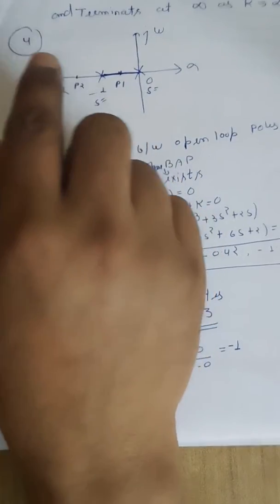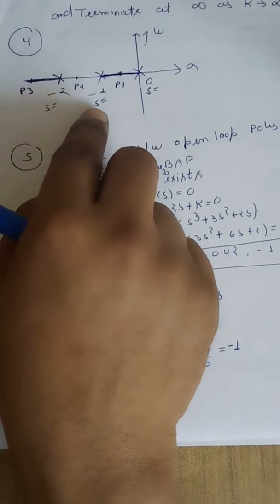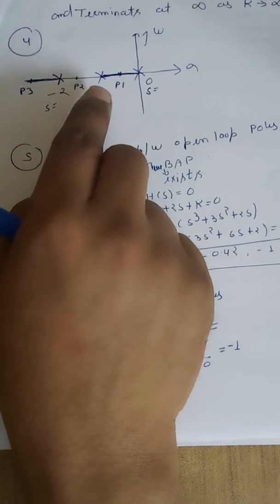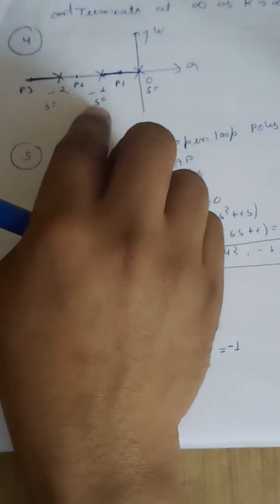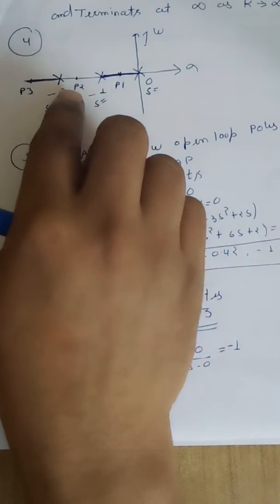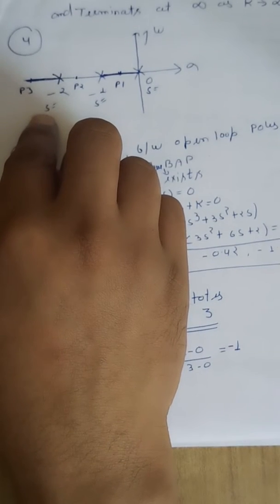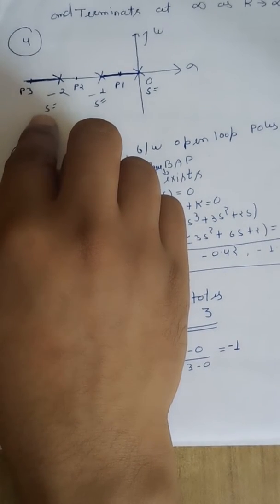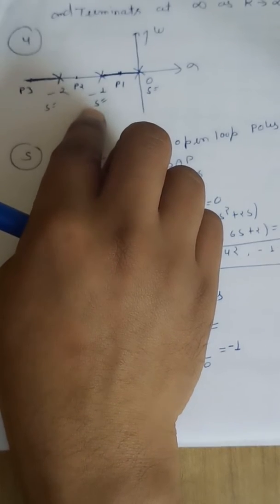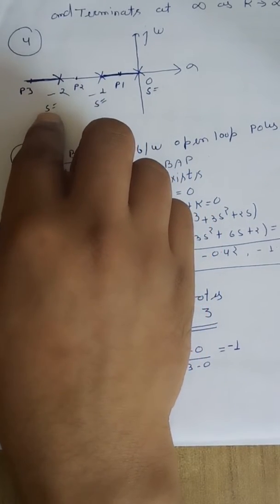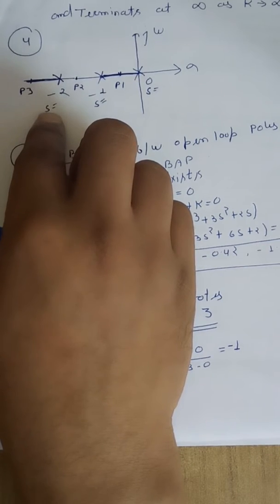We don't have a root locus between s equal to -1 and s equal to -2. That's why the breakaway point will never lie between s equal to -1 and s equal to -2, because root locus is not between s equal to -1 and s equal to -2.